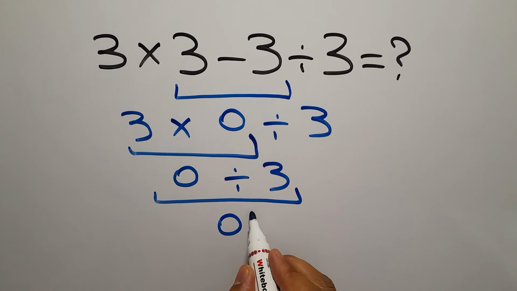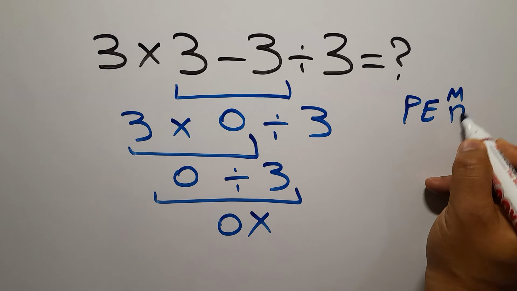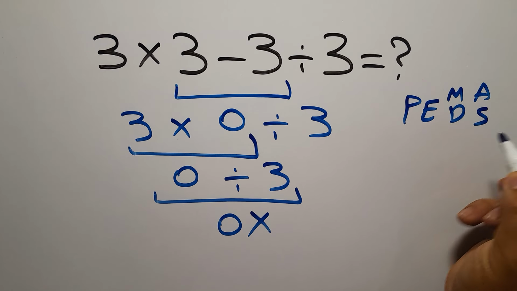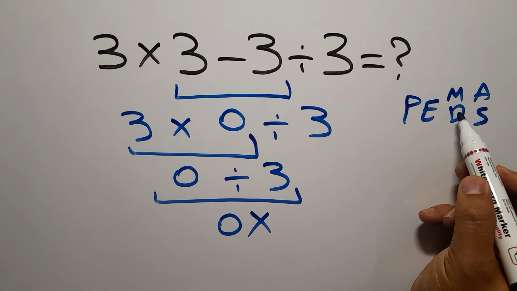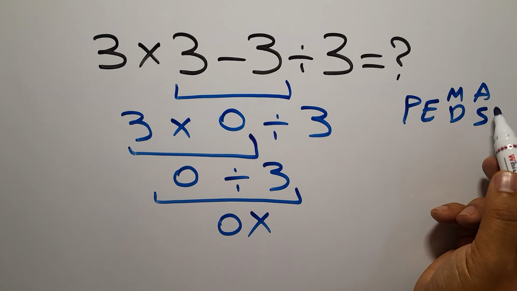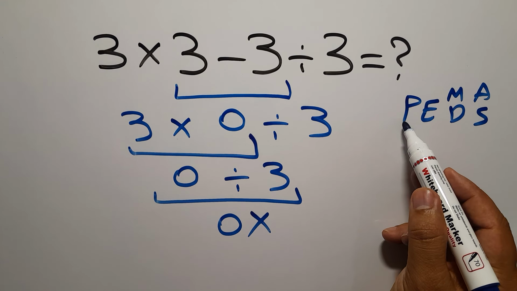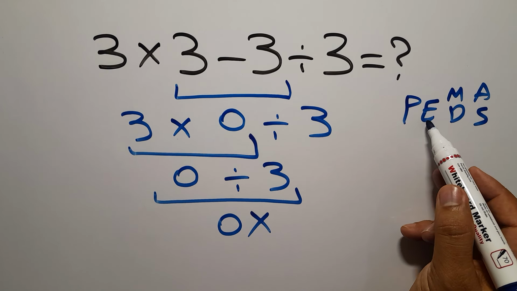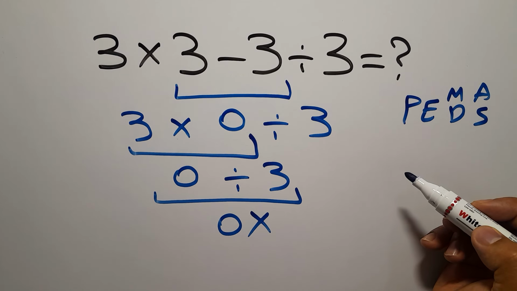But this answer is not correct, because according to the order of operations, which is PEMDAS, P stands for parentheses, E stands for exponents, M and D stand for multiplication and division, and A and S stand for addition and subtraction. First we have to do the parentheses, then exponents, then multiplication or division, and finally addition or subtraction.